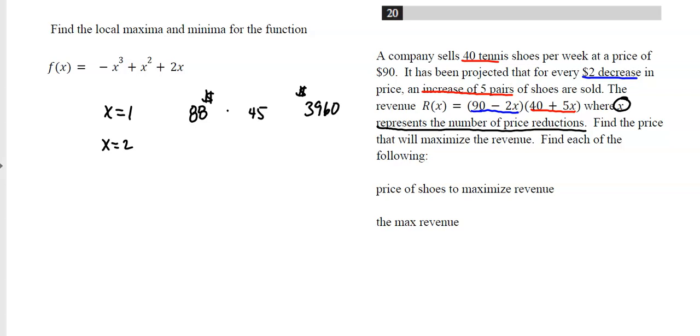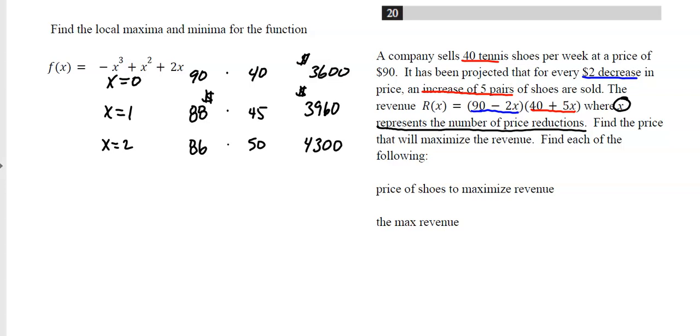Well, let's say I did a second price reduction. So I reduced it 2 and then another 2. That would be a reduction of $4. I now have an $86 pair, but I would sell an extra 5 pairs that week. So 86 times 50. Ooh, that's even better. Now I'm up to $4,300. And I'm going to keep on going. You remember at 0, at the current model, $90 pair of shoes, I sold 40, $3,600. So it's in my best interest to keep lowering the price of shoes.